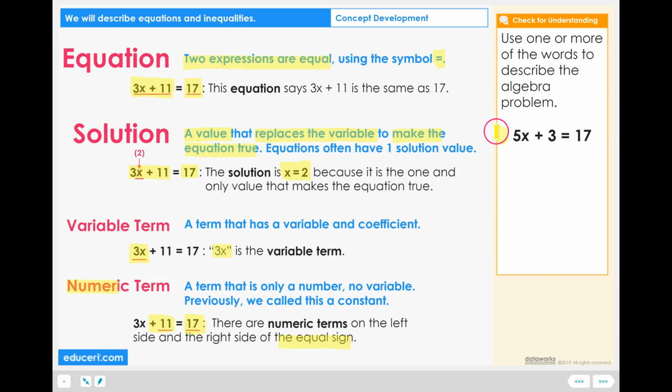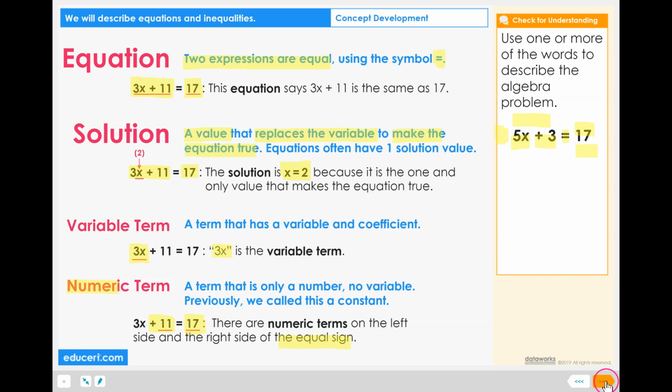Now there's a lot of different ways that you can describe it. You can say that this is an equation because I see it has an equal sign. The two expressions are 5x plus 3, that's the left-hand side. 17 is the right-hand side. There's a variable term with the 5x. There are two numeric terms with the 3 and 17. So there's a lot of different ways you could have described it and used one of those words.